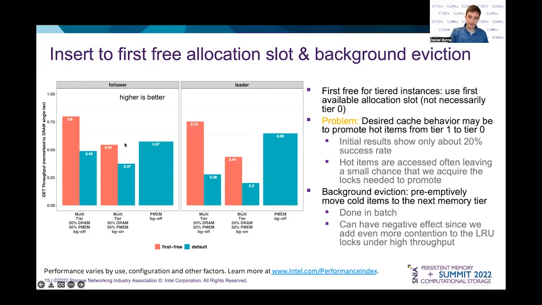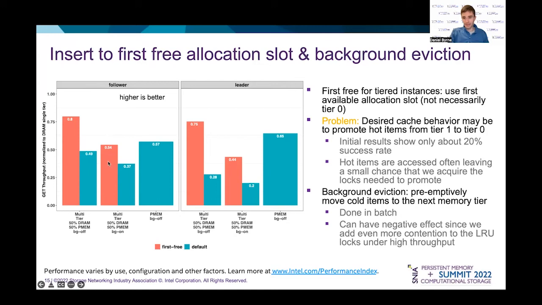Now, the background evictor thread preemptively moves the cold items to the next tier, and it's done in batch. So we want to keep 100 allocation slots open, or we want to keep like 1% of the memory free. This actually has a negative effect since we add even more contention to the LRU locks under high throughput. So we see that with our background evictor thread, we have reduced performance compared to with the background evictor thread off, this BG off versus BG on. The throughput is lower.